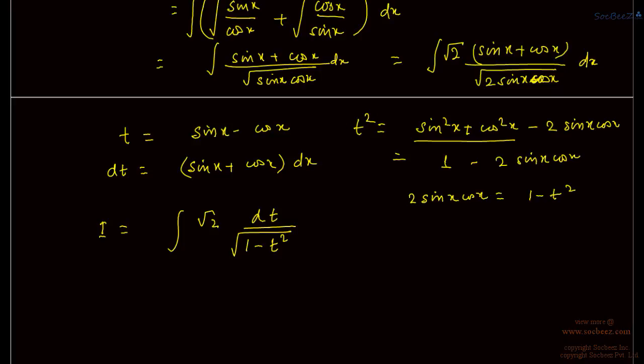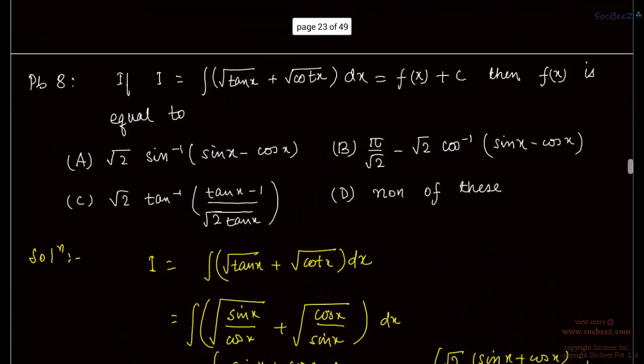So we have the transformed integral like this, whose value is root 2 sin inverse t. Okay, so if we substitute the value of t, we will be getting root 2 sin inverse of sin x minus cos x plus some constant. We have evaluated the integral. Now we have to see which of the following options are the same as our form.